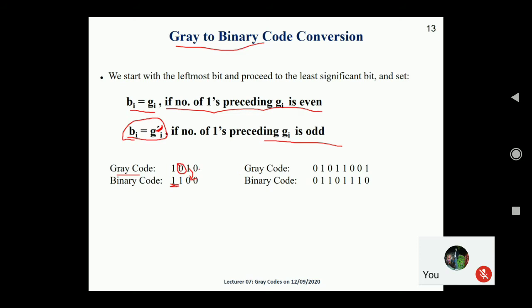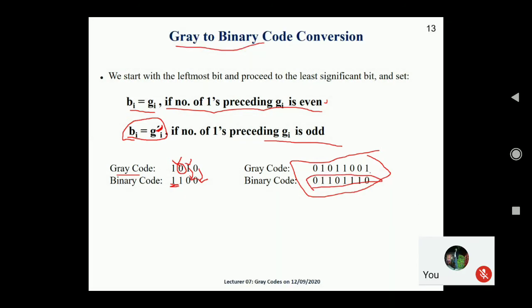Now the next one is 0. But see here, how many ones precede it? Two ones have already occurred, this one and this one. So the count is even, and when it is even, we assign the gray code bit directly to the binary code. So 0 is directly assigned to the binary code. And this one is also the same. You can apply these two conditions, and the binary code is automatically generated.